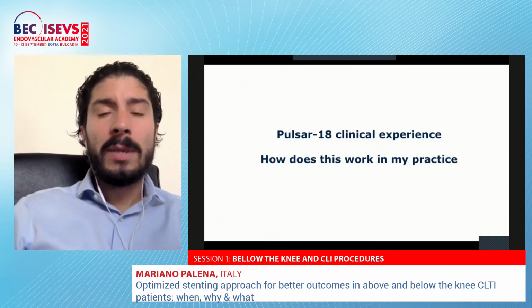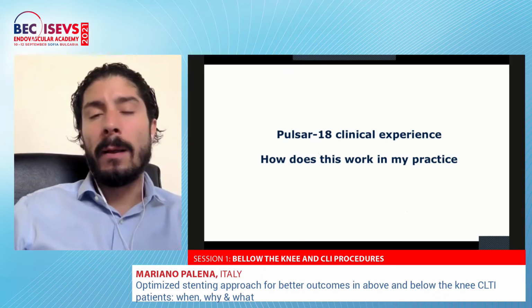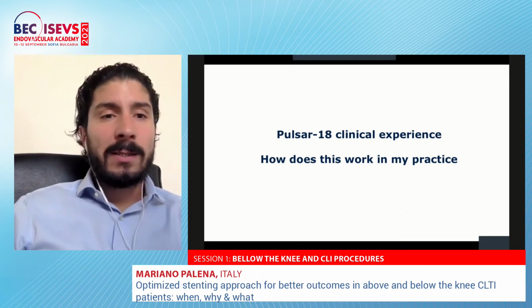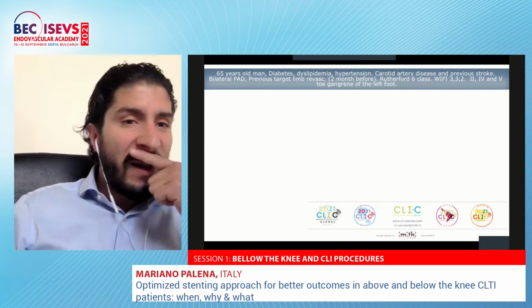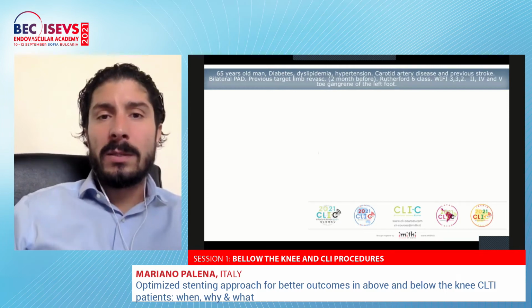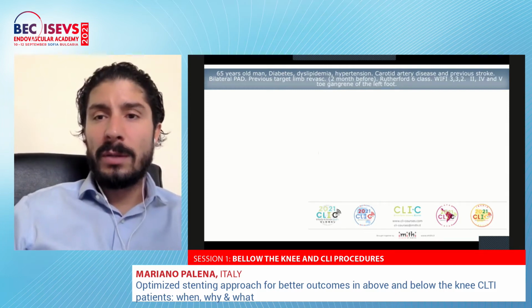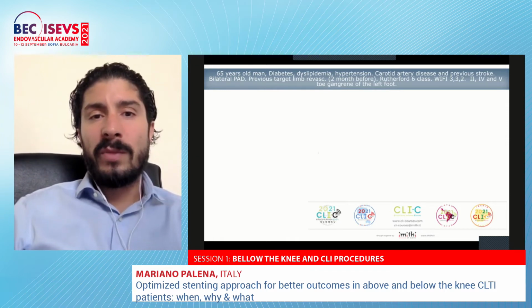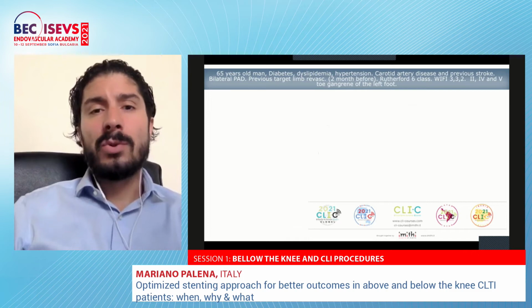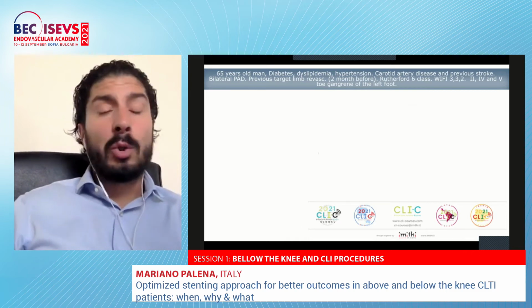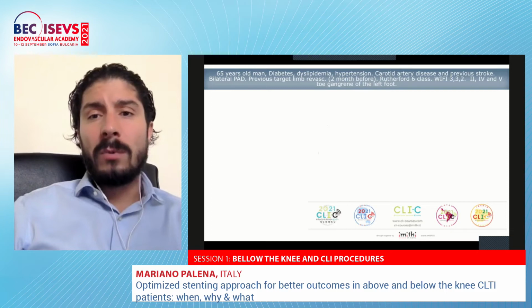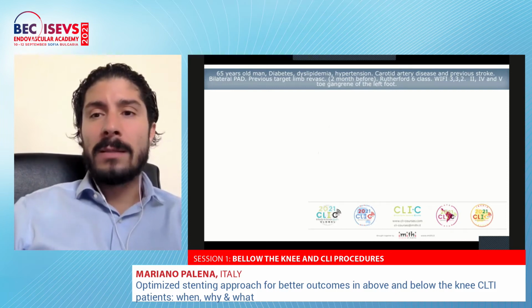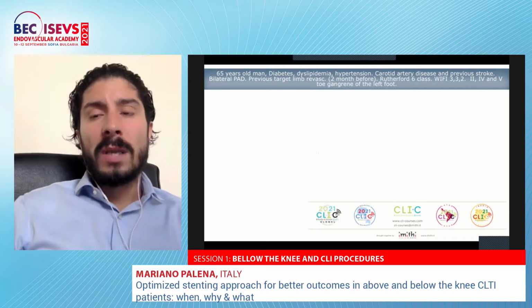But let me pass to the practical experience. This is a case. This is a 65-year-old man with diabetes, dyslipidemia, hypertension, carotid artery disease, and previous stroke, bilateral peripheral arterial disease, with a previous target limb revascularization 2 months before. Not a good result because the patient is back still in Rutherford class 6. The WIfI class is very complex, 332. Second, fourth, and fifth toe gangrene of the left foot.